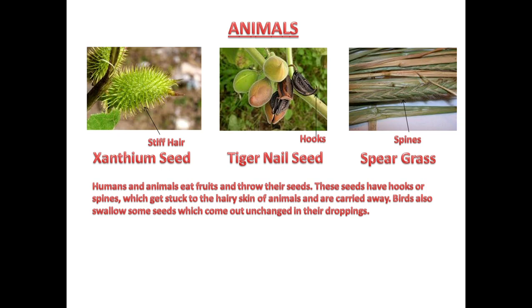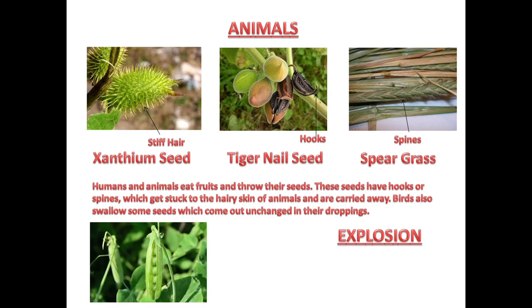And now the last agent of dispersal of seeds, that is explosion. There are some plants like the pea pod. It bursts open and its seeds are scattered away from the parent plant to further grow into new plants. Now our topic of dispersal of seeds ends.